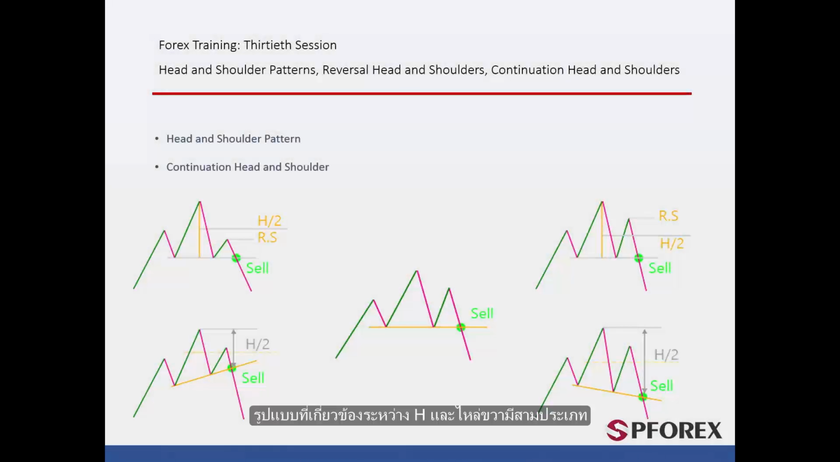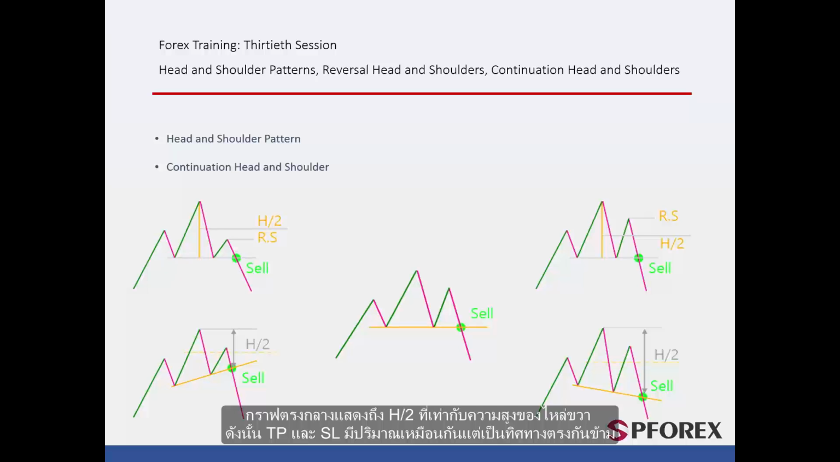There are 3 different types of relation between H and the right shoulder. The left graph shows a pattern where the right shoulder height is lower than H2. This type of head and shoulder represents the best opportunity to place a sell order. The middle graph illustrates H2, which equals the height of the right shoulder. Thus, TP and SL have the same amount, but in the opposite direction.